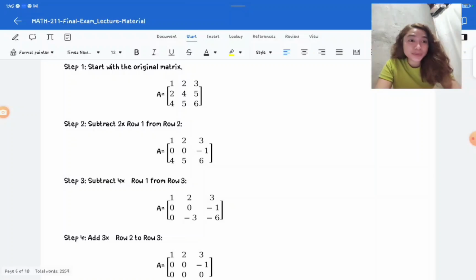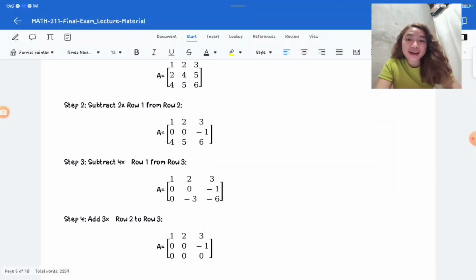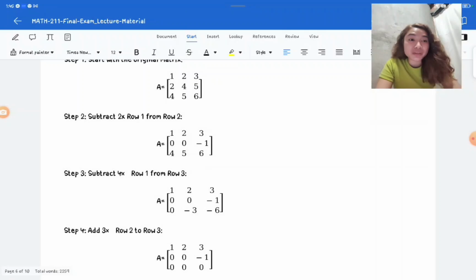In step 2, subtract 2 times row 1 from row 2. Row 1 is 1, 2, 3, right? If we multiply it by 2, 2 times 1 is 2, minus 2 in the first entry of row 2, which gives us 0. Next we have 2 times 2 is equal to 4, minus 4, that is 0, and 2 times 3 is 6, minus 5, so the answer is negative 1. So now our row 2 is 0, 0, negative 1.